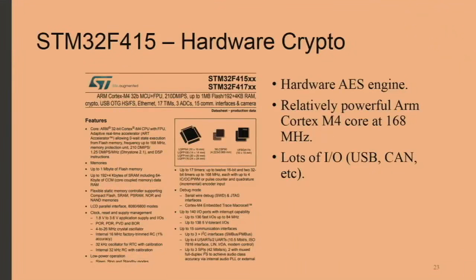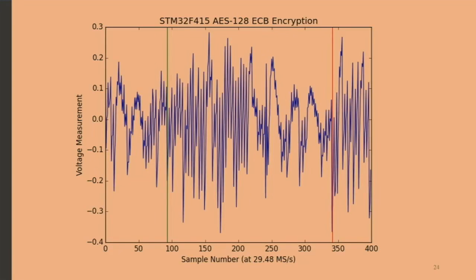So the first one, the STM32F415, has hardware crypto. It's a pretty powerful ARM core, Cortex M4. And for the encryption itself, I have some of the traces, if you wonder what it looks like when we're looking at the leakage. The green line is the start of encryption based on some measurements from the tool. The red line is the end of encryption. So the middle part is the actual hardware crypto itself as the device is running.